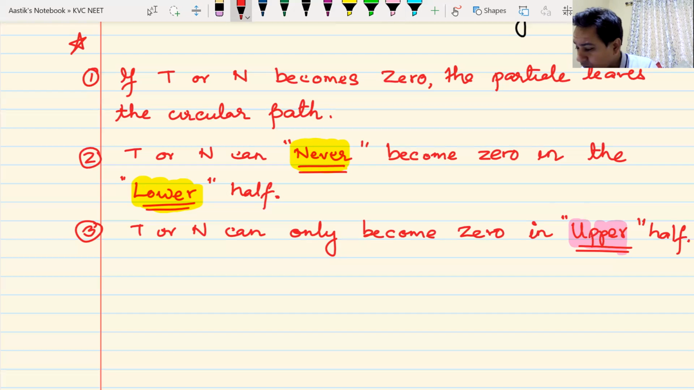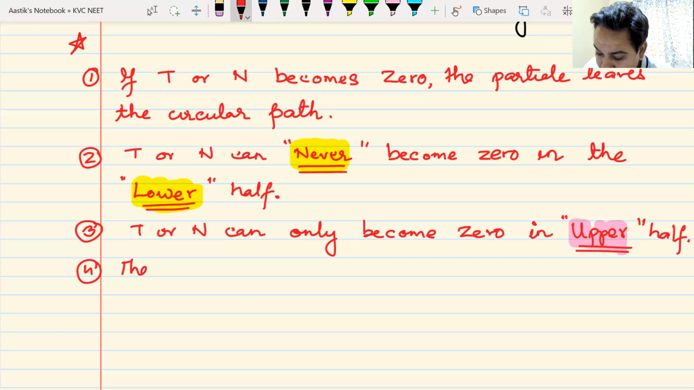Now, if I ask you, what about the line BD? I've talked about the lower half. I've talked about the upper half. In the lower half, tension T cannot become zero. In the upper half, tension T or normal reaction N can become zero. What about the line BD? Can tension become zero at the line BD? And the answer is yes.